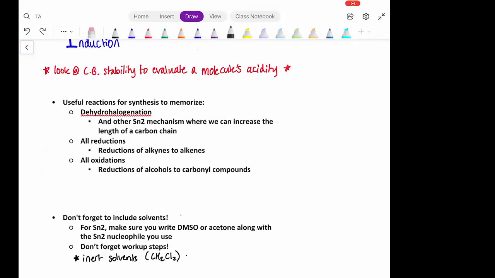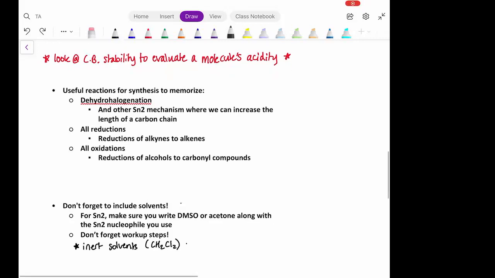Just remember all reductions. An example is the alkyne to alkene reductions, where we can go from an alkyne to an E or a Z alkene, depending on the reagents you use. Oxidations, including the ones we covered earlier, that convert alcohols to carbonyl compounds, and other types of oxidations as well. Those are all great things to remember, and they show up a lot in synthesis. So if you're ever stuck, just try and go through these in your mind.